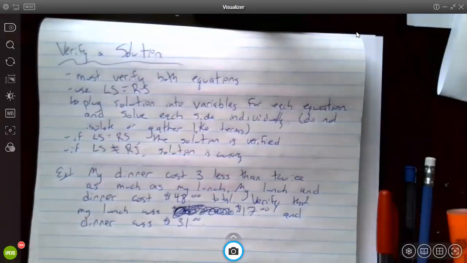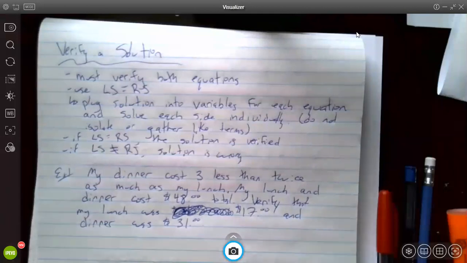What you do is you plug the solution into the variables and then solve each side individually. What I mean by solve each side individually means that you shouldn't be isolating anything, you shouldn't be gathering like terms, you shouldn't be moving anything from one side of the equal sign to another. You're just solving each side of the equal sign on its own.